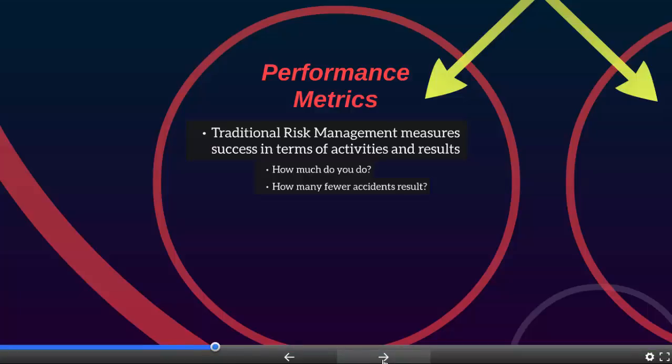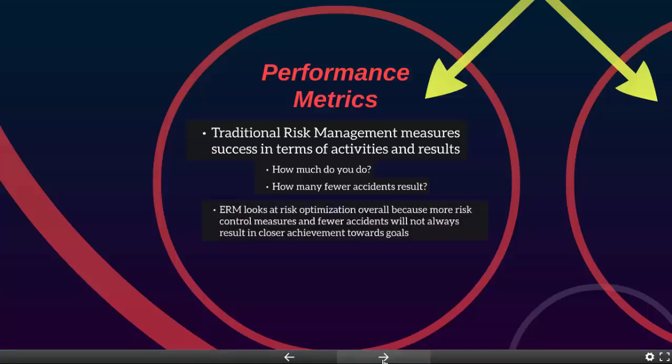However, is there a better way of measuring success? Enterprise risk management looks at risk optimization overall because more risk control measures and fewer accidents will not always result in closer achievement towards goals. For example, sometimes risk tools like goggles and back braces actually slow your employees' productivity down. There might be a better way that your employees can continue to be just as safe or safer and yet be even more productive.